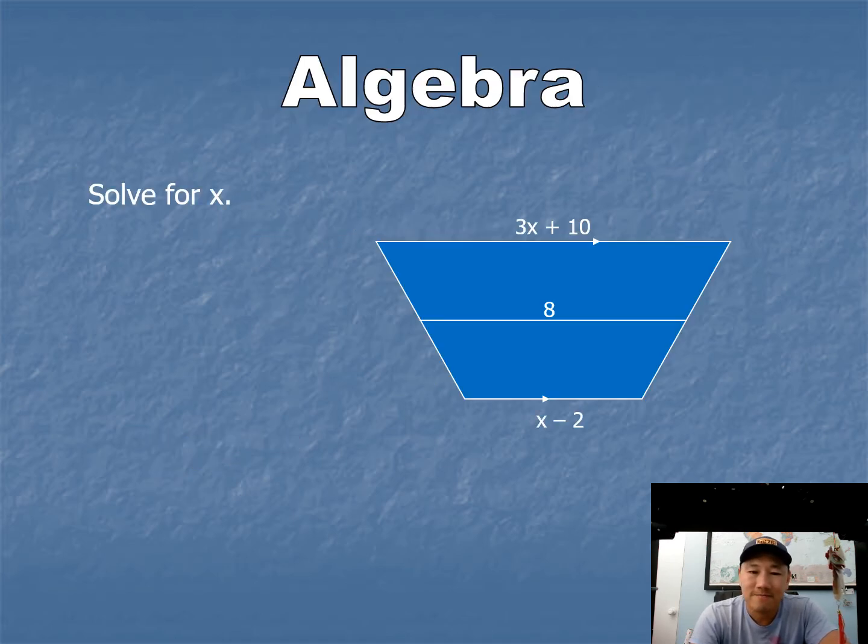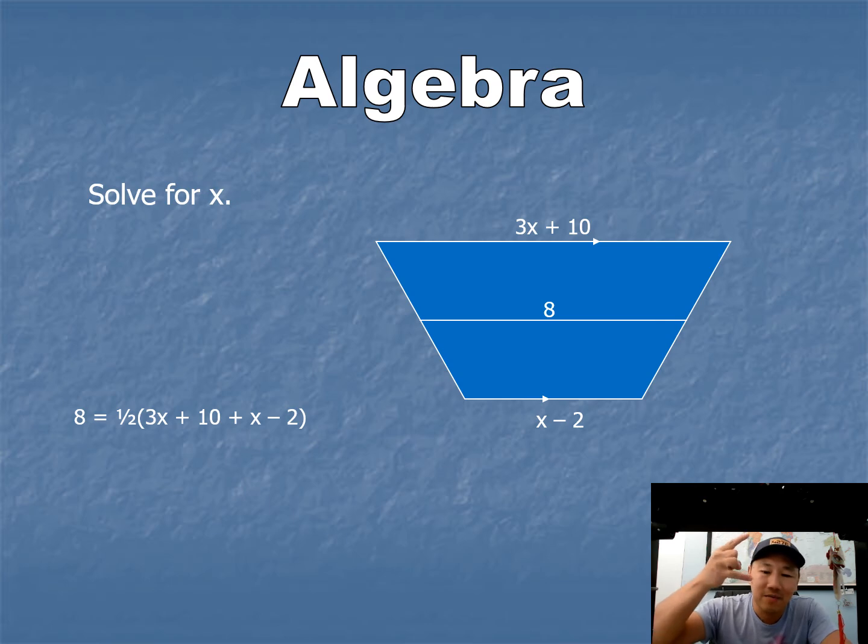Very nice. Let's do one with a little bit of algebra in it. This has more than just numbers. It's got all these letters and expressions in it. Set it up the same way. 8 is equal to 1/2 the sum of the top and the bottom. And there it is. Let's go ahead and multiply 2 to both sides and combine some like terms, and then we have a very basic equation. Subtract 8, divide by 4. Turns out that x equals 2.